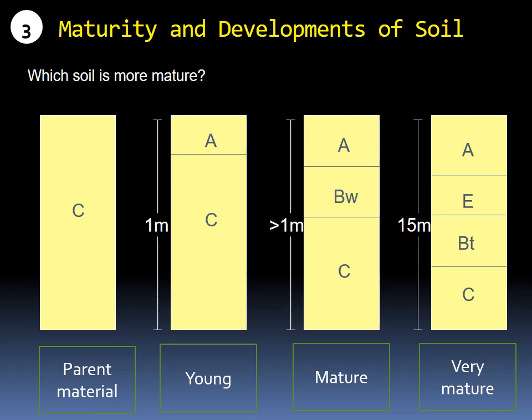And the second thing, the types of the horizon. The profile with more types of horizons would be more mature than the other ones. So for example, we can see that the fourth profile to the right is very mature because it has more horizons. It has 1, 2, 3, 4 master horizons compared to the other.